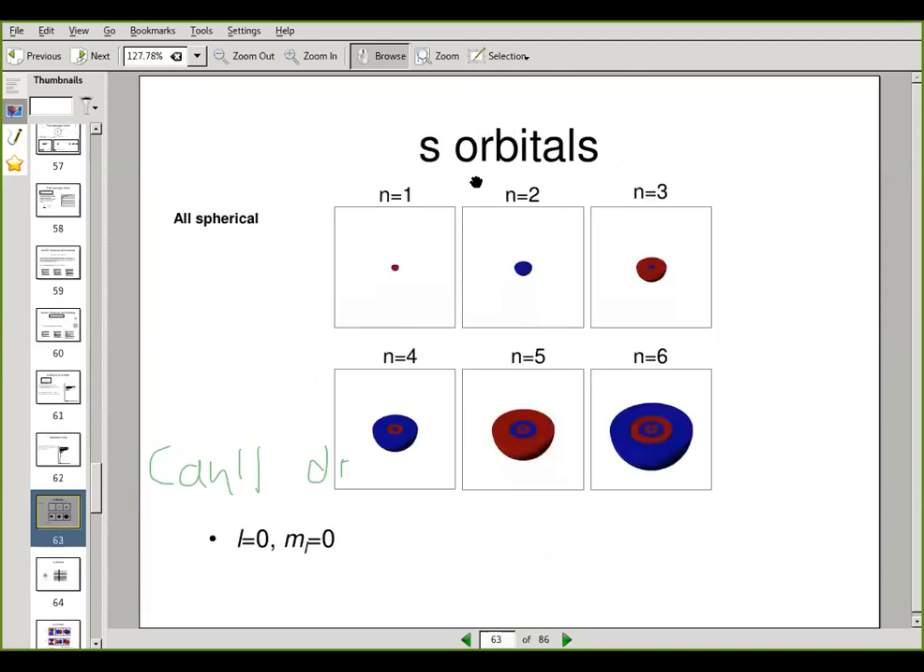Okay, there we go. So now let's look at the angular part of a wave function. We looked at the radial, and we've seen the radial goes through these nodes as you go outside. But let's look at the angular. Let's see what the shape looks like.